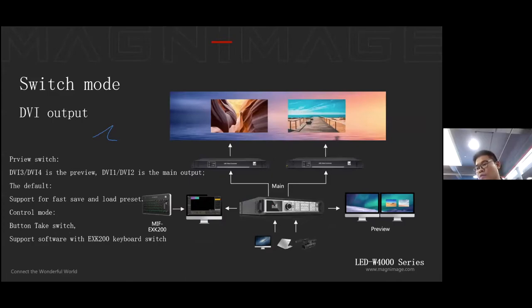Here is the 2K to 2K preview, three layers to three layers. And also we can use DVI output as a switcher. So we have DVI 1 and DVI 2 as the program, and DVI 3 and DVI 4 as the preview. So also we can do three layers to three layers, of course they are 2K. And the save and load presets are the same as the HDMI output. Also we can use the keyboard, same as the HDMI output.